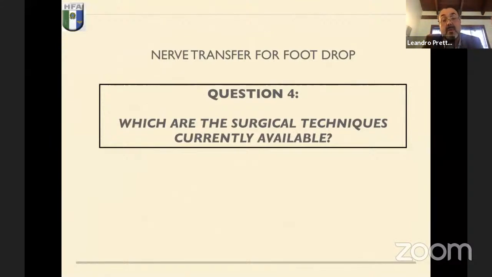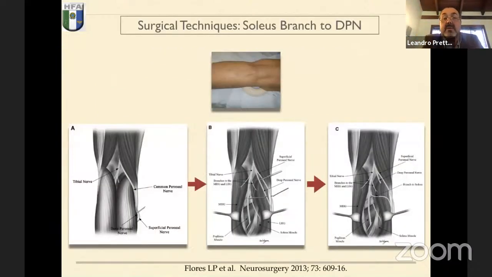So another question is, which are the surgical techniques currently available? There are a lot of different techniques described in the literature, but I'm going to show you the two most frequently reported. I'm going to show you the transfer of the soleus branch to the deep peroneal nerve, as described by us in 2013, when we approach both nerves via a posterior approach.